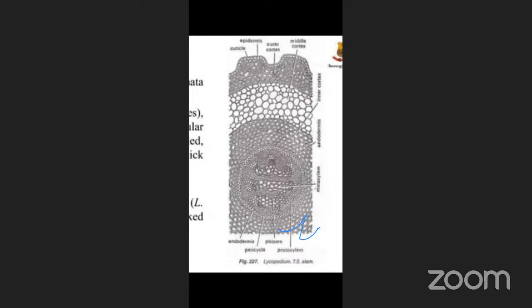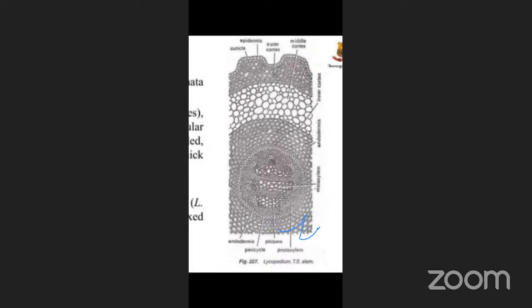Another one is the plectostele. Plectostele means patch-like, bar-like structures: the xylem is broken into a number of plates, and between those parallel bars the phloem is present. That one we call a plectostele. This plectostele can be seen in Lycopodium serratum.